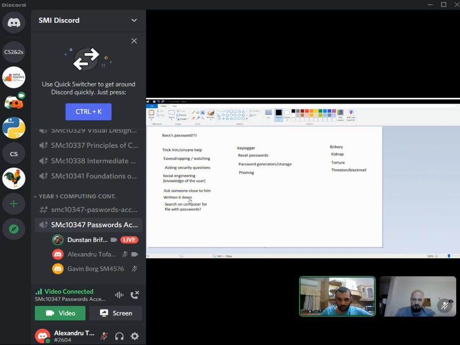Asking someone close to them may sound stupid, but it is in fact practical, especially if we're talking about a boss. There is a very good chance that the secretary knows the password of the boss. So even if you don't manage to get it through the boss, you can get it through the secretary. You see which one is the weaker of the two links. Searching the computer for passwords, yes. Those are simple things for which we don't really need technical knowledge.